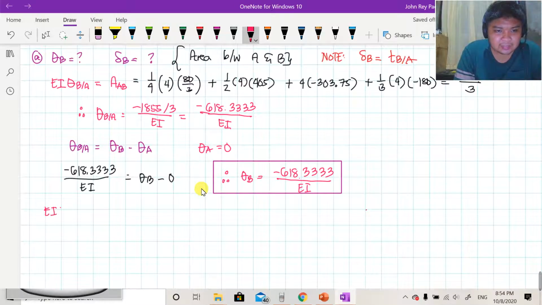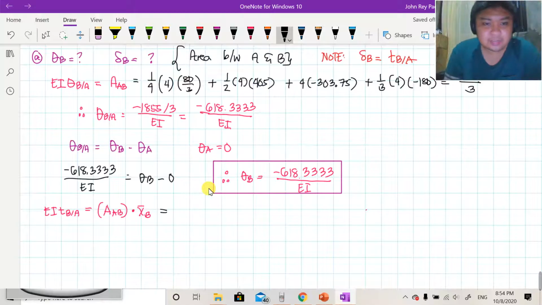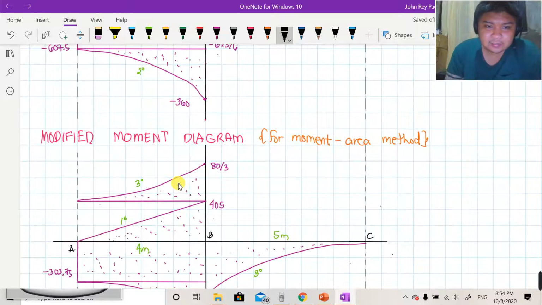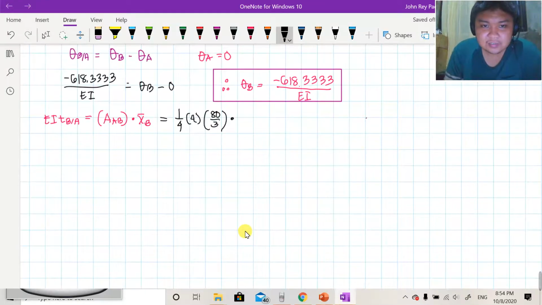So, simulan natin, EI, deviation of B with respect to A is simply yung area nga from A to B multiplied lang natin ng centroid with respect to B class, di ba? Kasi yung point B ang unang nakasulat. Okay? So, simulan natin for the spandrel of a cubic equation, 1/4 ng 4, then 80 over 3. I am referring, class, to this one. Okay? And its center of gravity is located here. So, that will be 1/5 kasi nga third degree, no? Di ba pag third degree, this will be 1/5 of 4 meter. Okay? So, lagay natin siya as 1/5 ng 4.